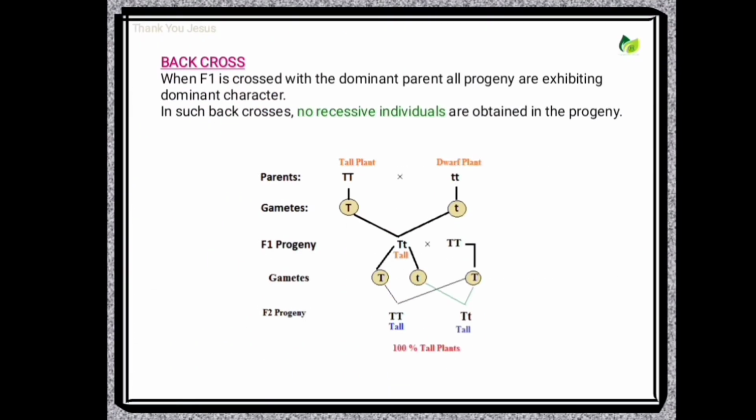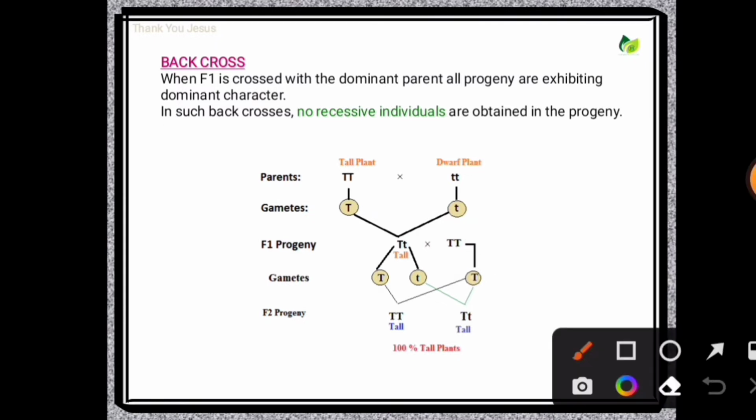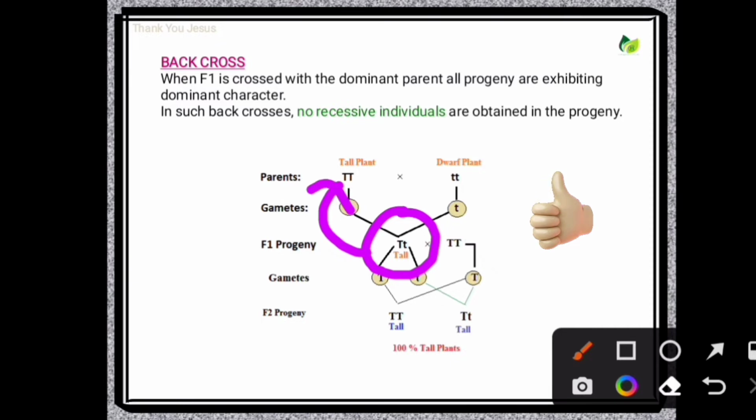When F1 is crossed with a dominant parent, all the progeny in the F2 generation exhibit the dominant character only. Look at the figure carefully. The F1 individual is crossed with the dominant parent, so all progeny have the dominant character. There are no recessive individuals obtained in the progeny. Should remember.